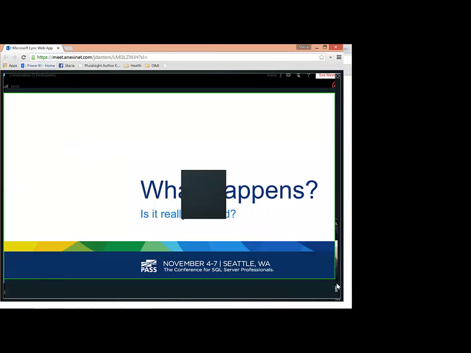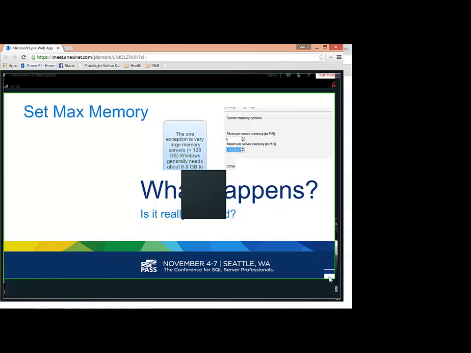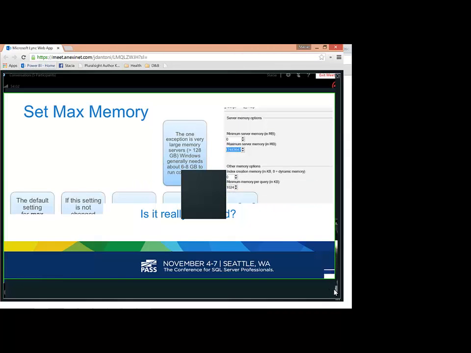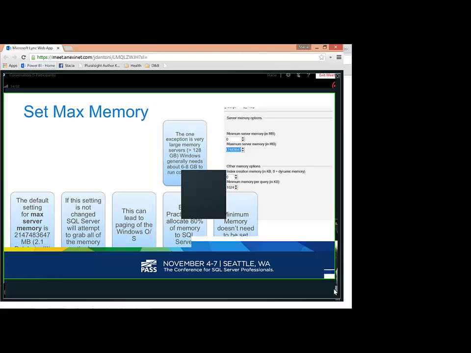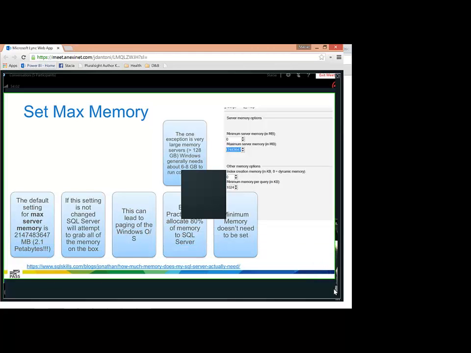So we're going to talk about some of the things that you should do. The first one, and by far the first thing I always check when I do a health check on a client server, is to see if max memory has not been set. The default setting for this in SQL Server is 2.1 petabytes, which would be great if we could get 2.1 petabytes in a server. It would go really fast.